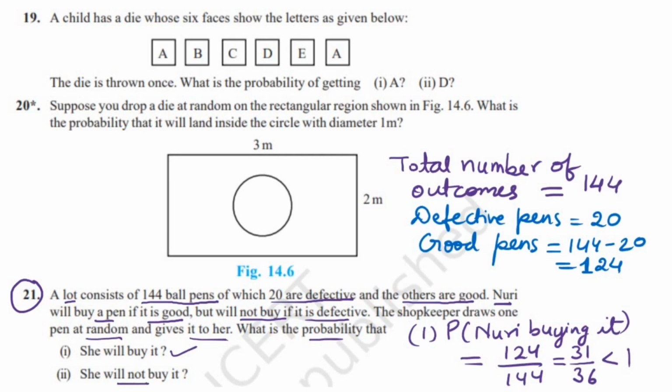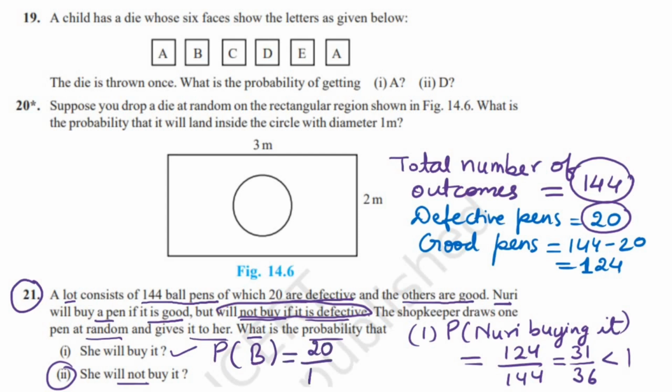And what is the probability in the second bit? What is the probability that she will not buy it? She will not buy if it is defective. So how many defective pens are there? 20 are there out of 144. So probability that she doesn't buy. I am writing B vinculum just to tell that complementary of buying, that she will not buy, is 20 upon 144, which is 5 upon 36. So these are elementary events. That's why when we add probability of Noori buying the pen, that is 31 out of 36, and probability of Noori not buying it, that is 5 upon 36, they will sum up to 1.